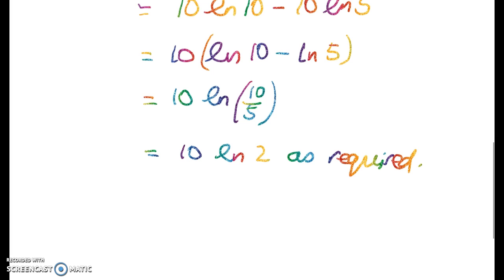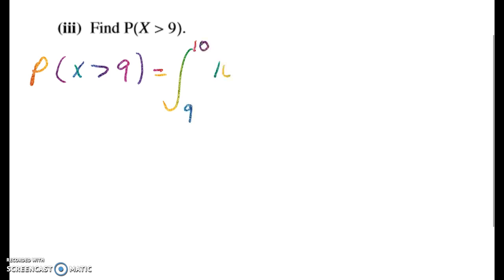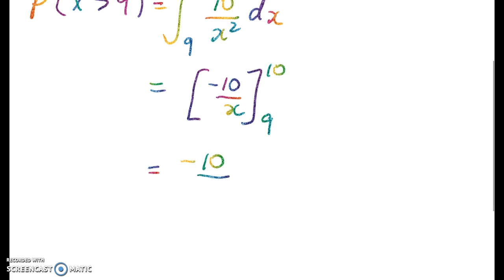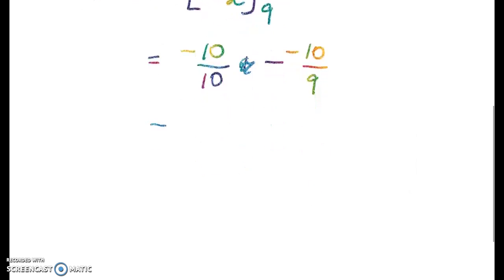All right, we've got 2 more parts to this question. The next one is to find the probability that x is greater than 9. So integrating gives me this. Which works out to be negative 1 plus 10 over 9, which is 1/9.